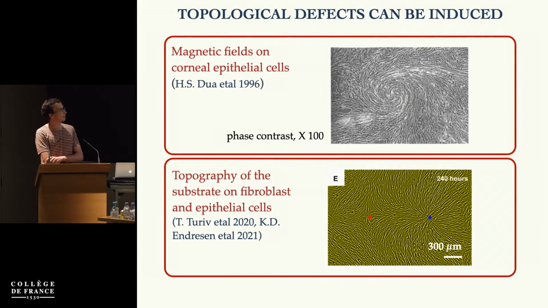On another side, there are now tools that allow us to explore the mechanical link between these two entities. Here I'm showing you two examples. The one on the top is with magnetic fields, and the one on the bottom is using the topography of the substrate. By using these two strategies, you can induce ordered configurations on different cell monolayers that present topological defects that you would rarely see by self-organization processes.